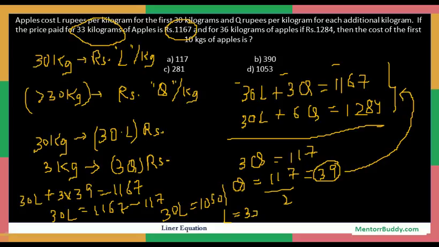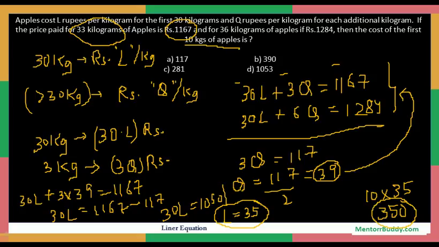Solving this, L will be equal to 35. Now the question was, what will be the cost of the first 10 kgs of apple? For up to 30 kgs the cost was L per kg, so that will be equal to 10 into 35, that will be equal to 350 rupees. So the correct answer should be 350 rupees. Well, it is not mentioned, one of the options is mentioned wrong, so the correct answer should be 350 rupees. That's the correct answer.